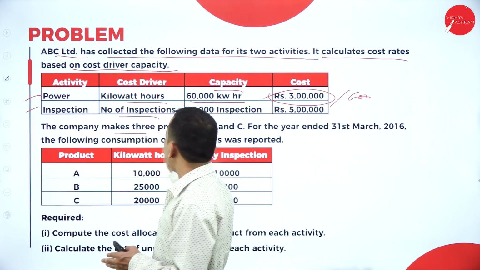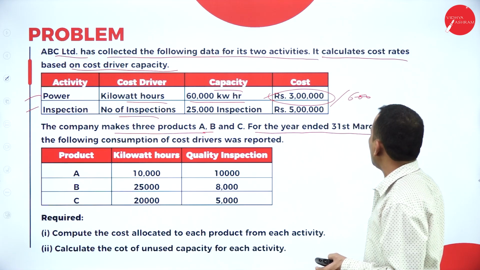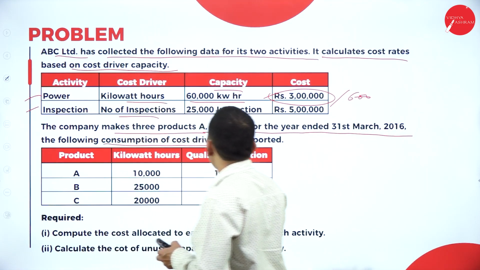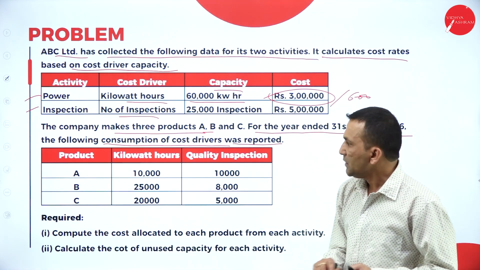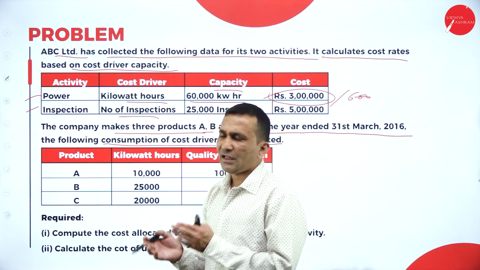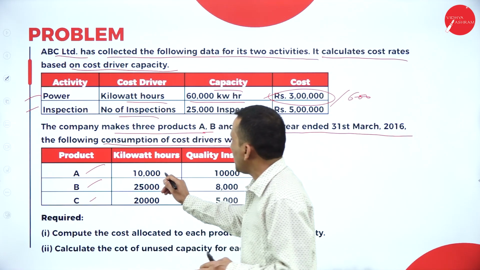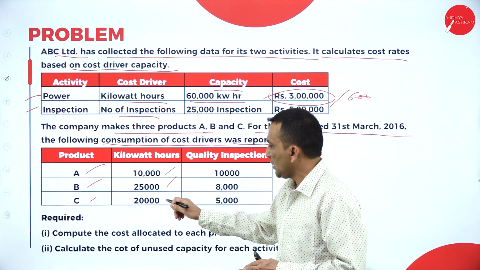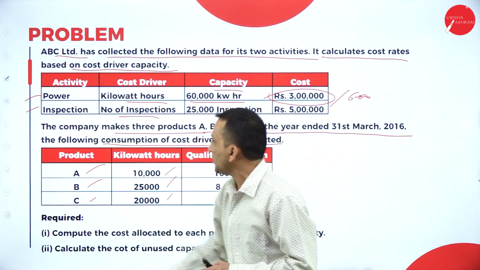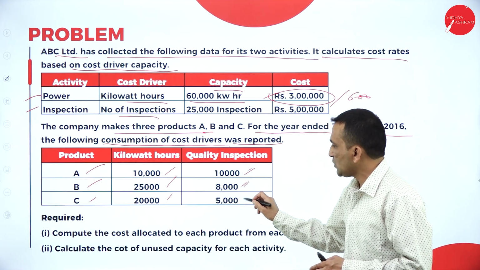So the company makes three products A, B, C for the following year, 31st March 2016. The following consumption of the cost driver was reported here, based on the previous data or records they are maintaining. So for products A, B, C, the kilowatts are 10,000, 25,000 and 20,000. Quality inspection is related to inspection, and kilowatts is related to power. Okay, so 10,000, 8,000, 5,000.